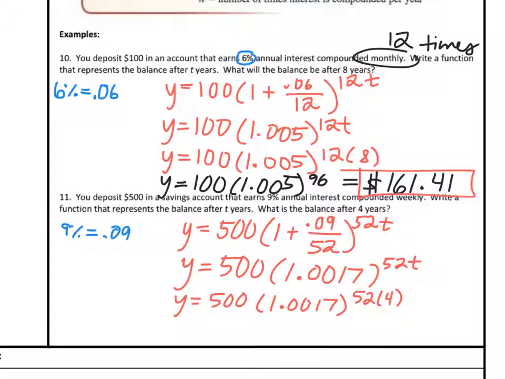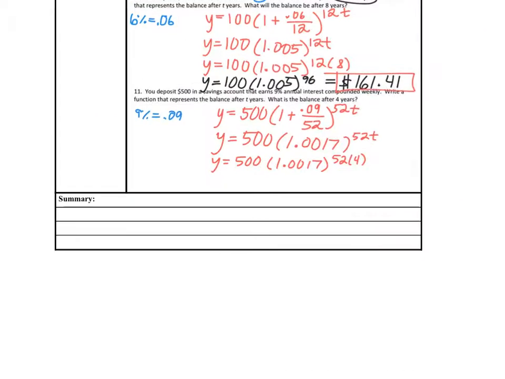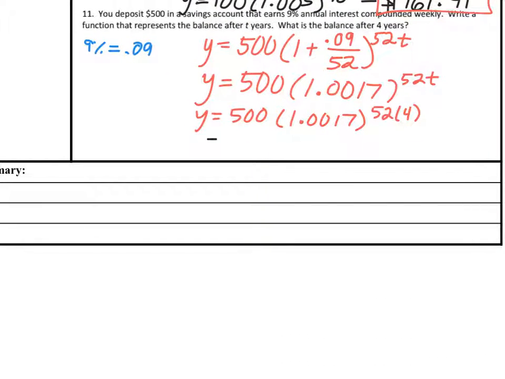I would figure out what is 52 times 4, 208. So the final thing you're typing in your calculator is this. $500 times 1.0017 raised to 208. That's how many times it happens over the course of 4 years, since you're doing it every single week. This is money, so I want 2 decimal places after you get your answer.